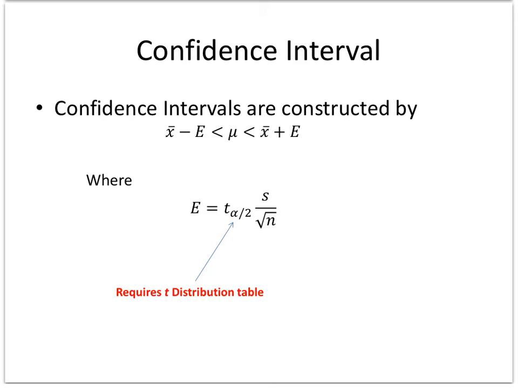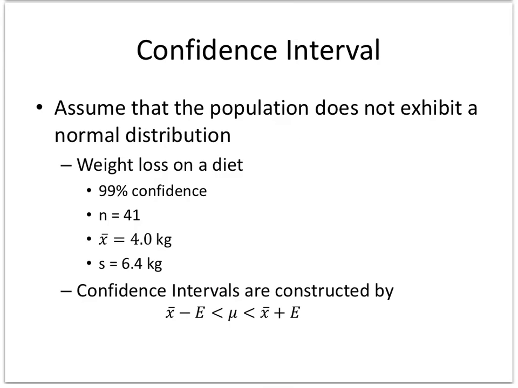So how we construct a confidence interval around the mean is we do the minus and the plus error of our sample mean, where the error is our t-stat times the standard deviation over the square root of the sample size. So this t-stat now requires using a t-table instead of using the normal distribution z. So again, I have all my information here and I want to construct the interval.